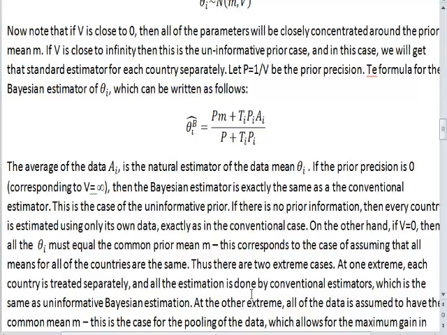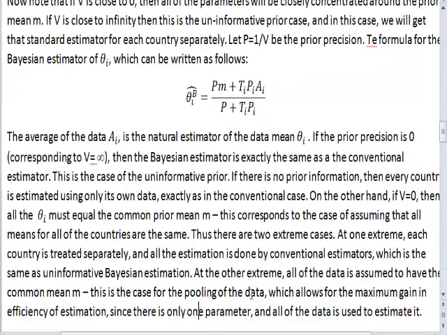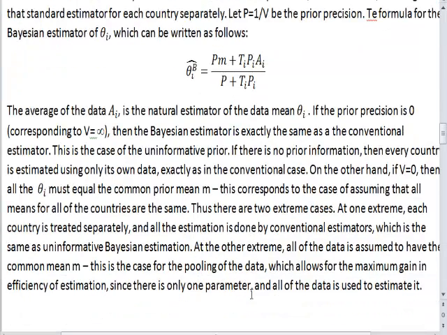Now, one estimator is the pooling estimator, in which all the data is pooled to give one common mean, and that happens when the prior precision goes to infinity. Then there is the common mean M which is used, and the other extreme is when you have no pooling at all, or everything is separate.